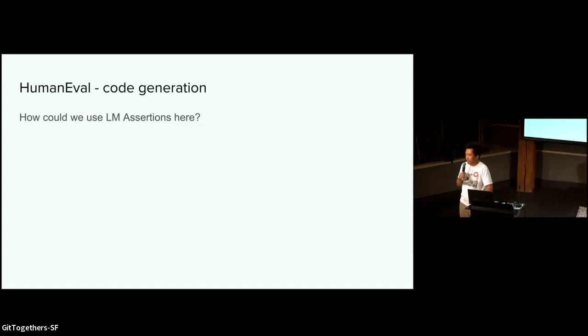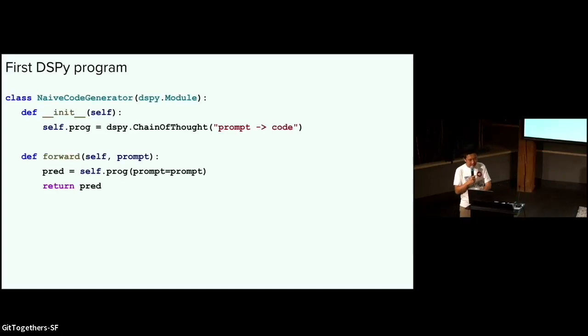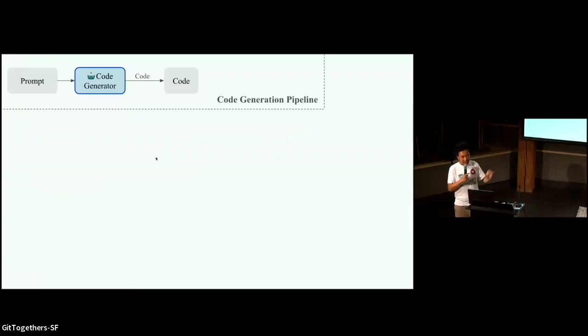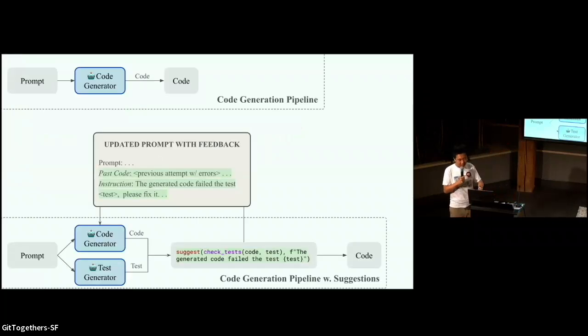HumanEval, which a lot of people here should be familiar with, is a code generation dataset, where the input is essentially a short prompt, a signature of a function, and you're expecting to output some code. This is the DSPy program you could build for that. It's exactly the first program that we built for the math problem. The only difference is that the input is a prompt and the output is code. So this is the code generation pipeline. It's very simple.